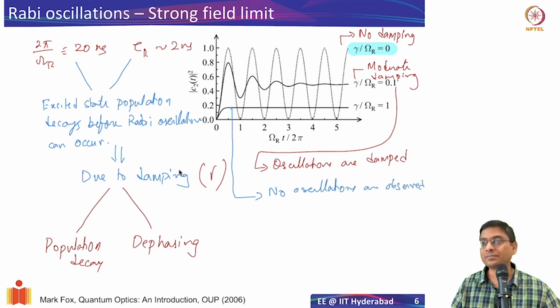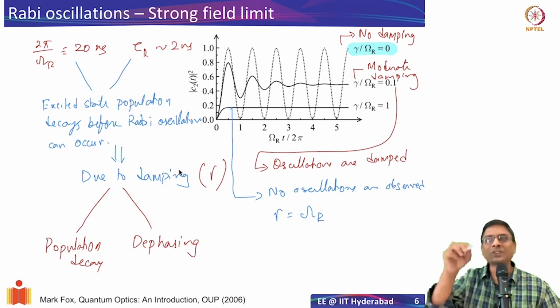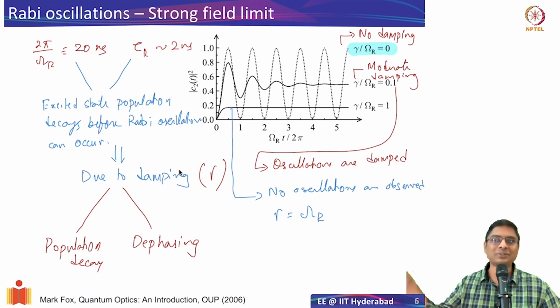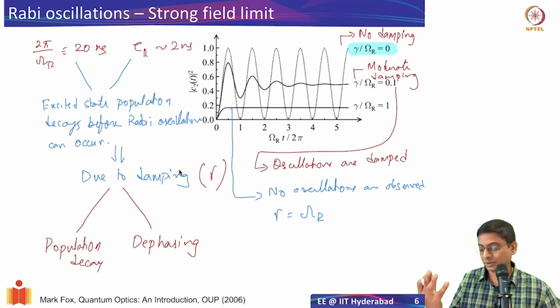What does it mean? How can we observe oscillations now, if we're not seeing them because the damping rate is very high? In this case, damping gamma is equal to omega r. If I want to see it, I have to somehow increase my omega r. If I increase omega r, then I'll make my oscillations happen faster. Then before they are irreversibly lost from the system, I can observe something. So how will I increase my omega r? The electric field has to increase.